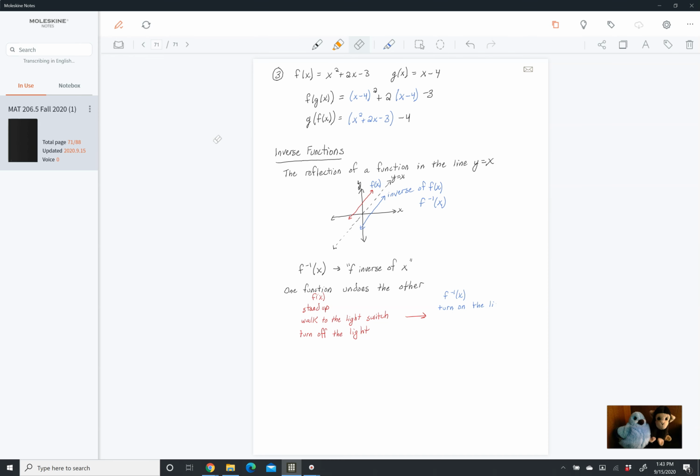Think about it like you're playing a video, but you're rewinding it, okay? You turn on the light. You walk back to your seat. And then you sit down. So what are you doing? You're doing the opposite action, but you're also doing it in the opposite order.